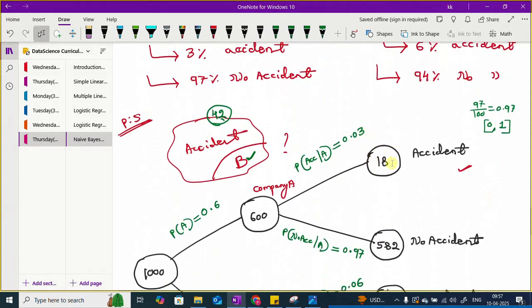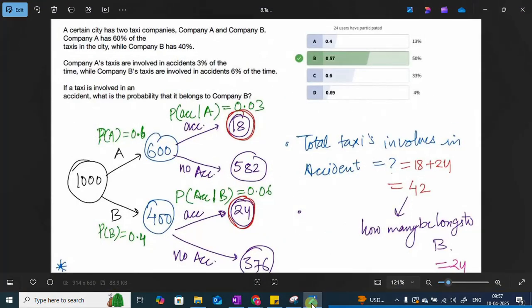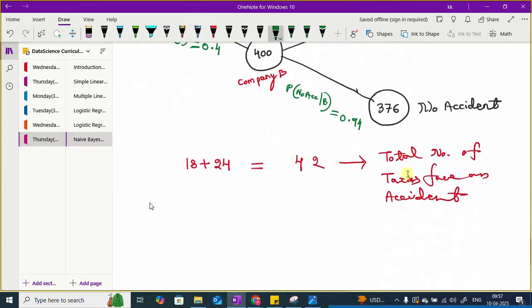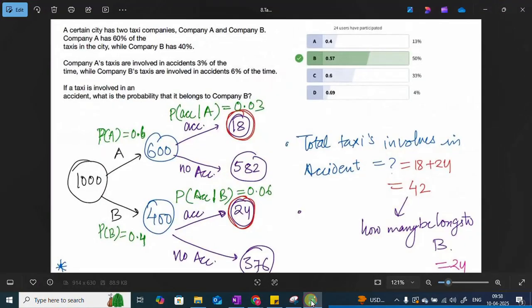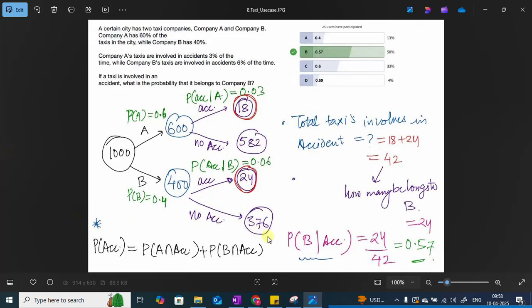Company A, that's the 18 taxi. But I have to choose the taxi in such a way that it faces an accident but belongs to company B. Now tell me, how many taxi belongs to company B that face an accident? That's 24. Yes or no? Out of this 42, can I write 24, which is nothing but this one? This belongs to company B. This belongs to company A. So 24 taxi belongs to company B, which face an accident. Yes or no, guys? Tell me yes or no. Clear.